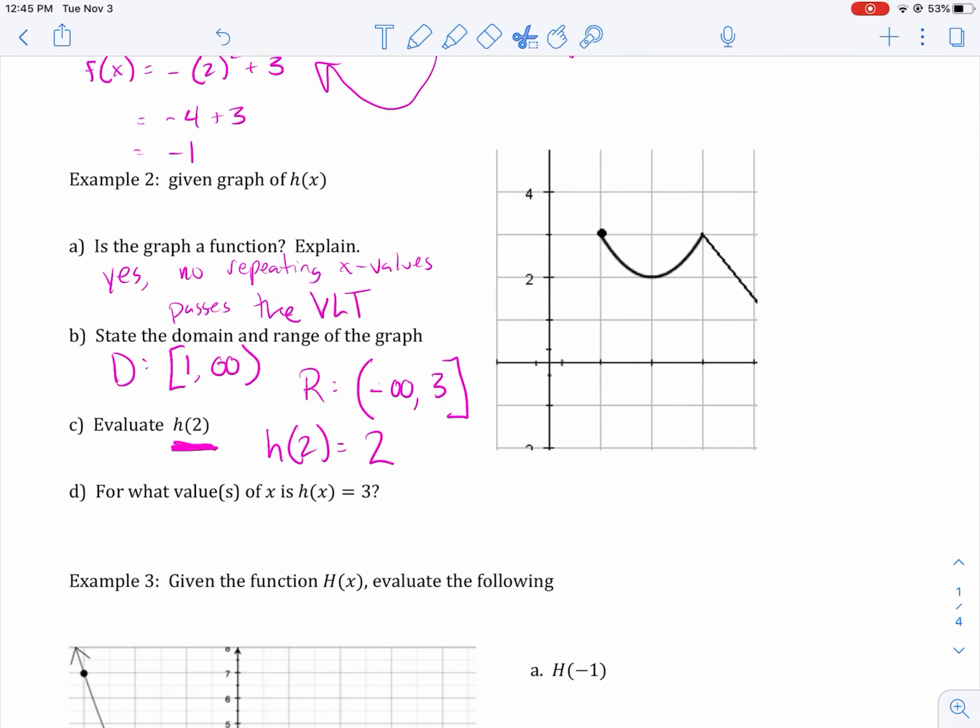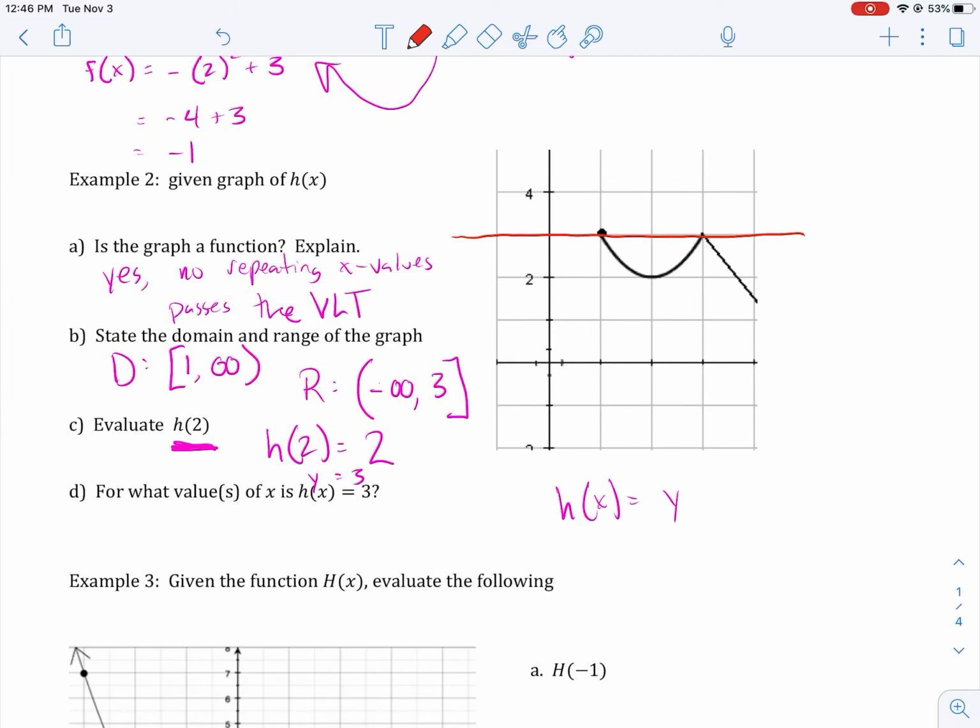The next one kind of goes backwards a little bit. It says, for what values of x is h of x equal to 3? Now remember, h of x is just a fancy way of saying y. So for what values of x does our y equal 3? We go up to the top and draw a line at 3, and how many times does our graph touch that line?